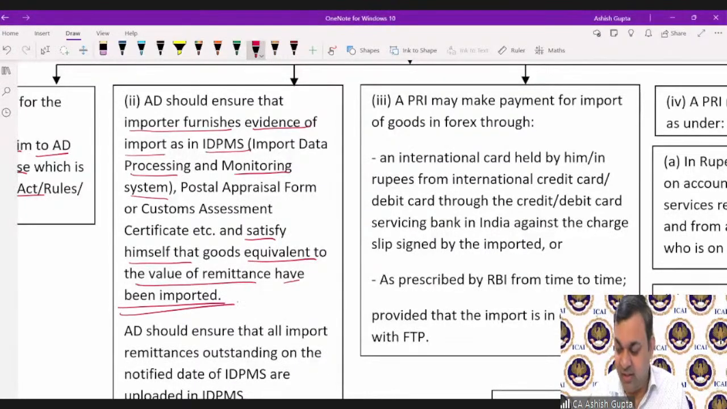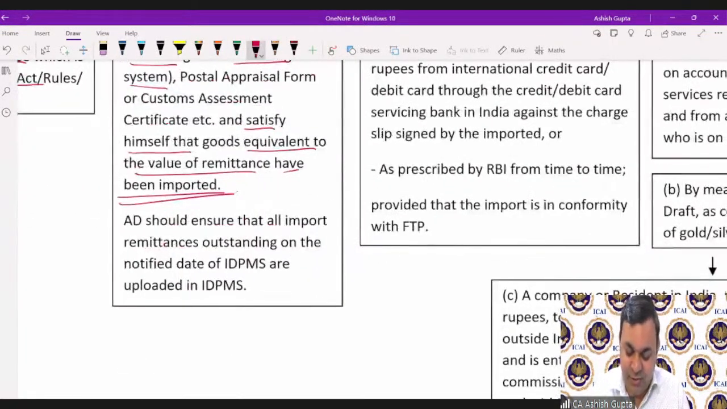been imported. मतलब ऐसा ना हो $1,00,000 लिया आरबीआई से और हमने $20,000 का कोई सामान मंगाया, 80,000 का उड़ा दिया. No, that is not allowed. AD should ensure that all import remittance outstanding on the notified day of IDPMS are uploaded in particular system document.